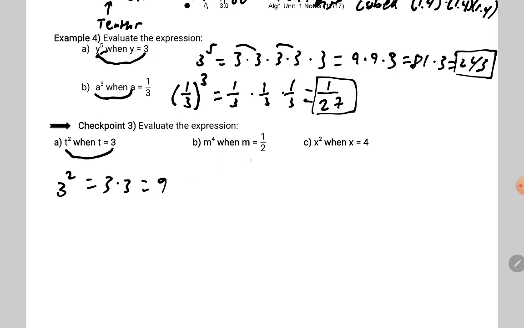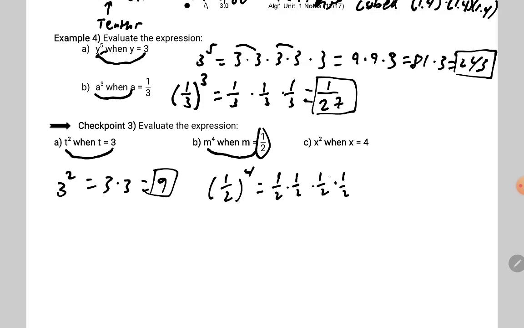M to the 4th. So I'm going to replace m with 1/2. 1/2 to the 4th power. That's 1/2 times 1/2 times 1/2 times 1/2. So I'm going to multiply straight across the top. 1, 1, 1, 1, 1 is 1. And all the bottom, 2 times 2 times 2 times 2 is 2 times 2 is 4, times 2 is 8, times 2 is 16. Okay? And so this is the answer to part B.